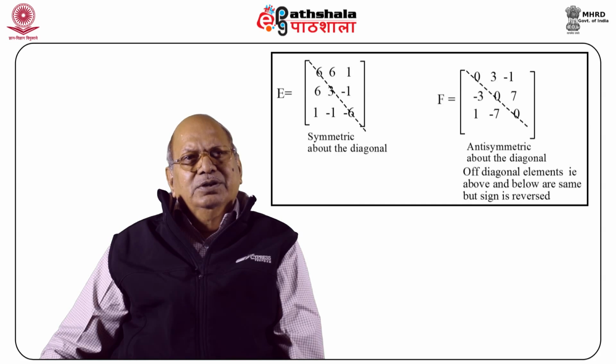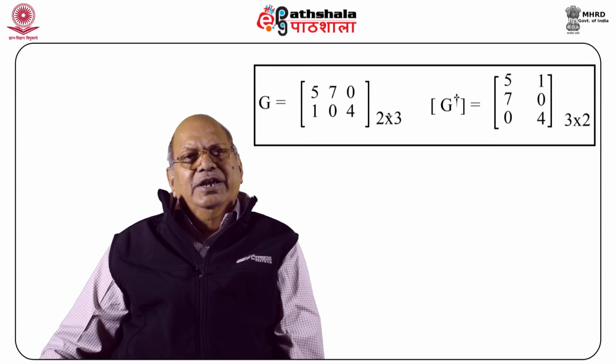Let us come to another type of matrices: symmetric and antisymmetric matrices. Square matrices for which Aij is equal to Aji for all values of i and j are called symmetric about the main diagonal, or simply symmetric matrices. And matrices for which Aij is not equal to Aji are called antisymmetric.